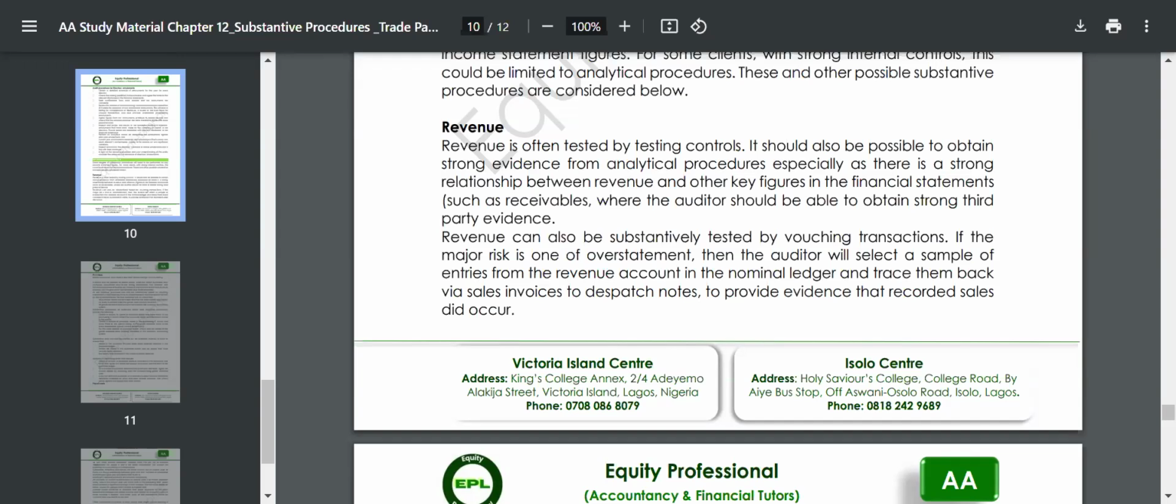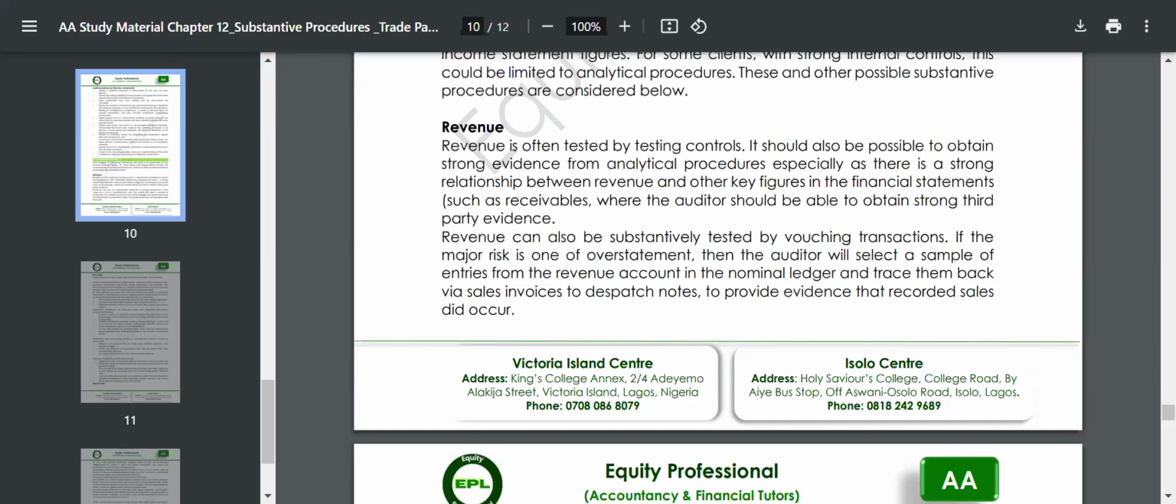Revenue is often tested by testing controls. It should also be possible to obtain strong evidence from analytical procedures. So you carry out analytical procedures to obtain evidence. In your FR, you do ratio analysis. You know that there are some agreeable ratios that revenue must match with your gross profit. There are some agreeable ratios that your revenue must match with your cost of sale. There are some agreeable ratios that your revenue must match with your expenses.